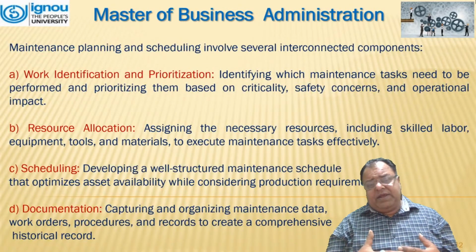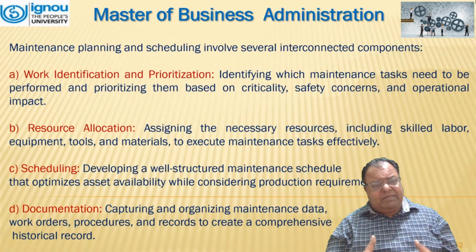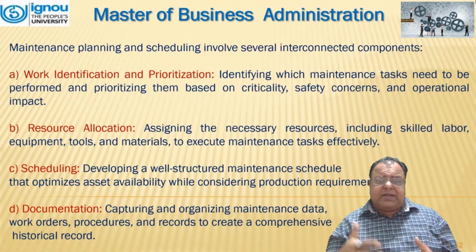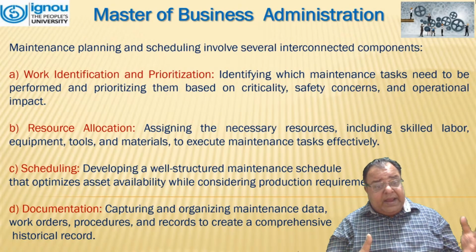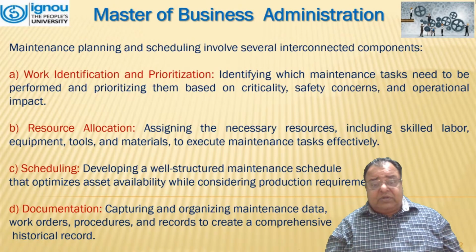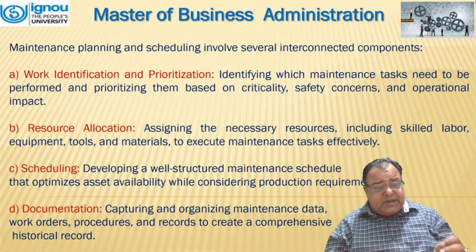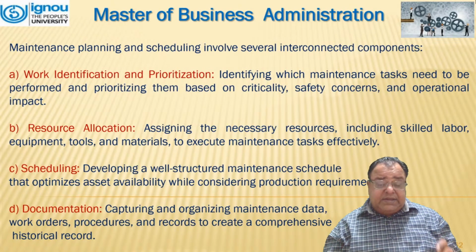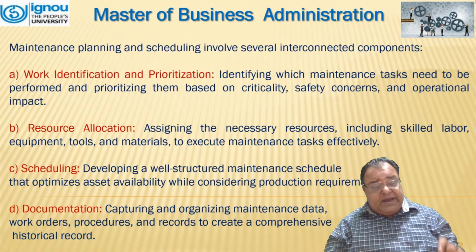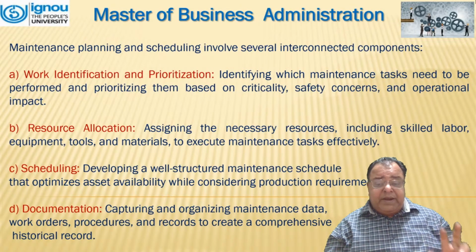Maintenance planning and scheduling involves several interconnected components, which include work identification and prioritization: identifying which maintenance tasks need to be performed and prioritizing them based on critical safety concerns and operational impact. Resource allocation: assigning the necessary resources, including skilled labor, equipment, tools, and materials to execute maintenance tasks effectively.